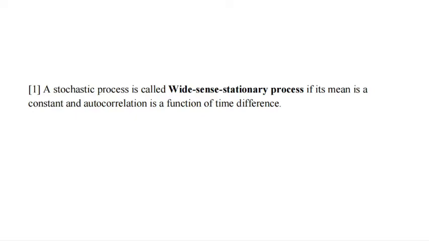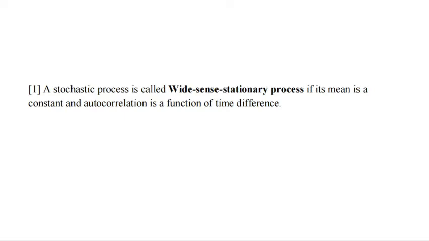By definition, a stochastic process is called a wide-sense stationary process when its mean is a constant and autocorrelation is a function of time difference. Usually, when we just say stationary, then we mean wide-sense stationary. Poisson increment process, Poisson impulse process, and random telegraph signal are wide-sense stationary processes, and which are not? For example, Poisson process, semi-random telegraph signal, random walk, and the Wiener process are not wide-sense stationary processes.